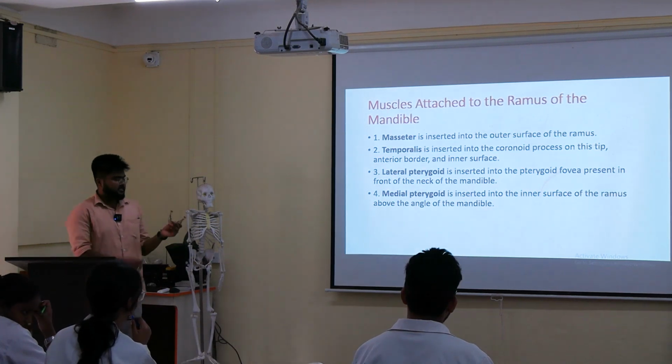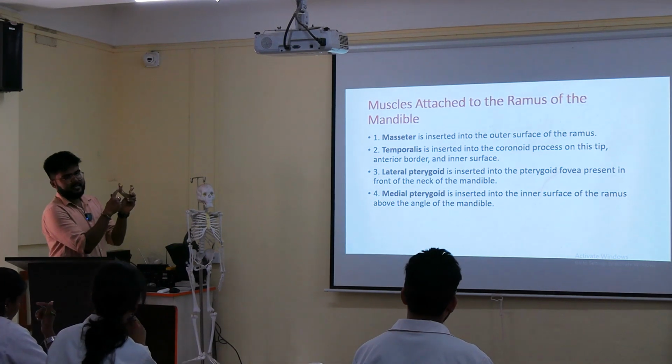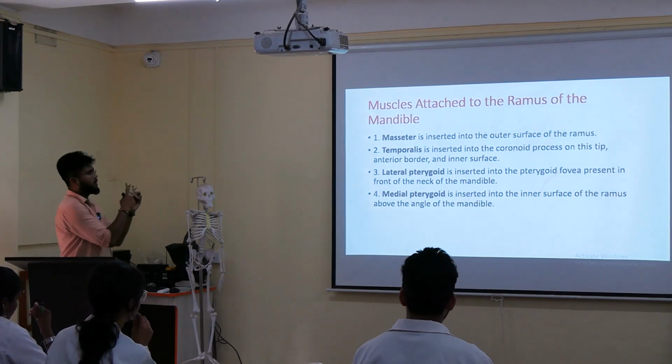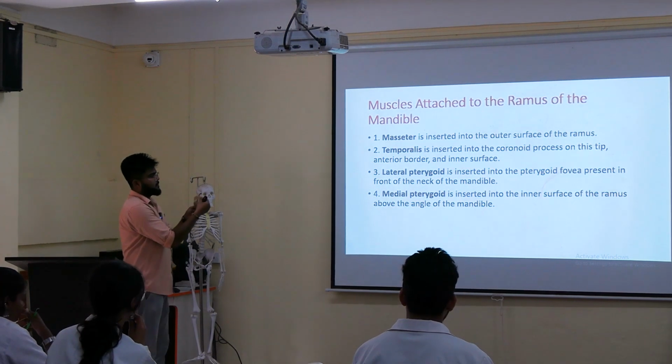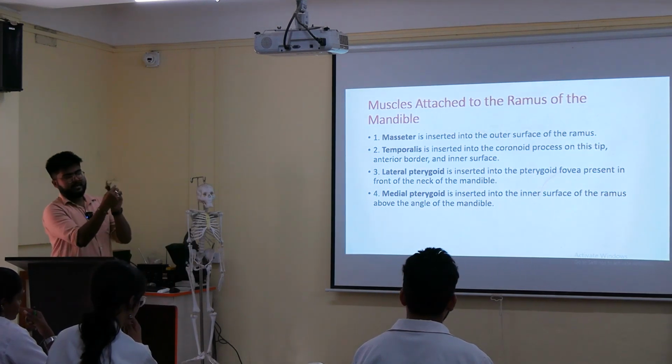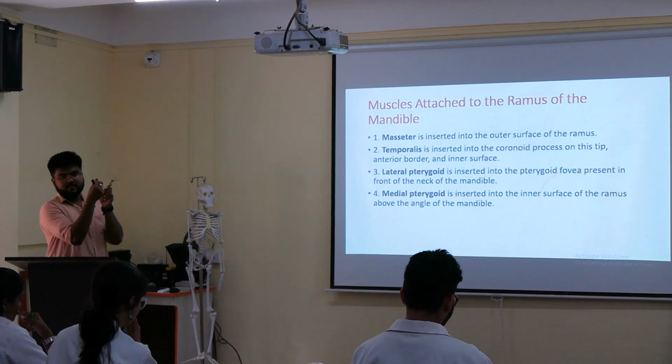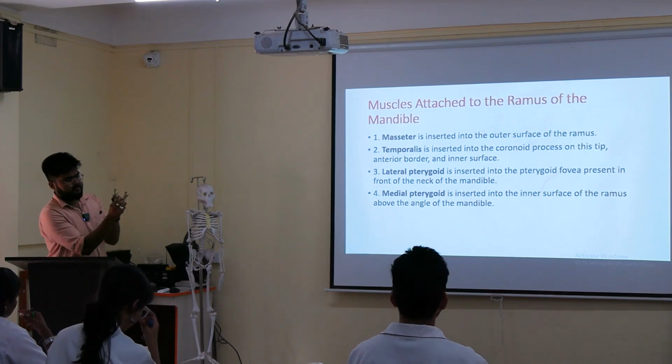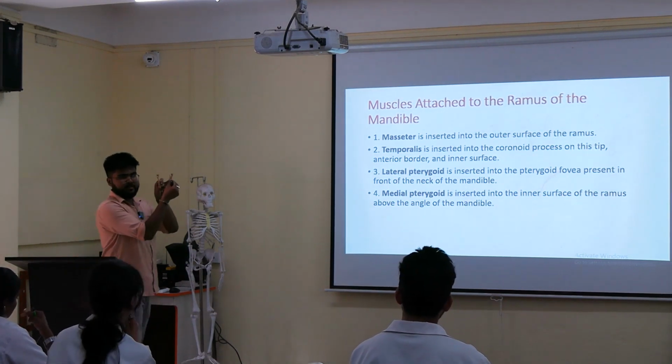Next, the masseter muscle is attached to the lateral surface of the ramus of the mandible, and the temporalis is present mainly at the coronoid process. The lateral pterygoid is attached mainly to the neck of the ramus of the mandible, and the medial pterygoid attaches mainly to the angle of the mandible.